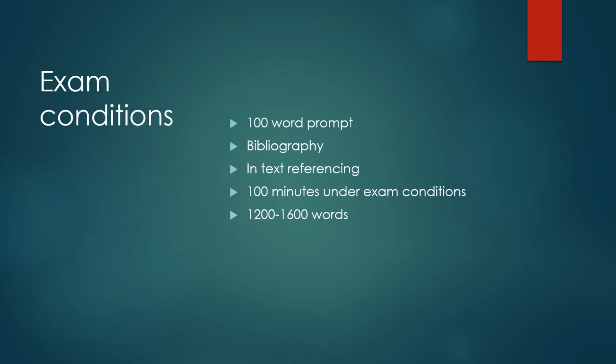Now, just to refresh your memory, your History B exam is to write an essay in class under exam conditions. You can bring in a 100-word prompt with you and a bibliography. The essay must have in-text referencing and should be between 1,200 to 1,600 words.